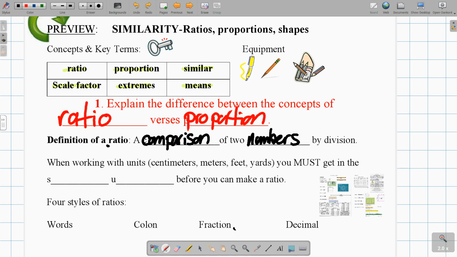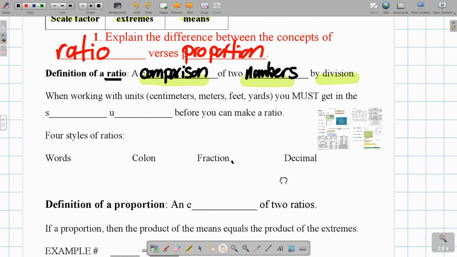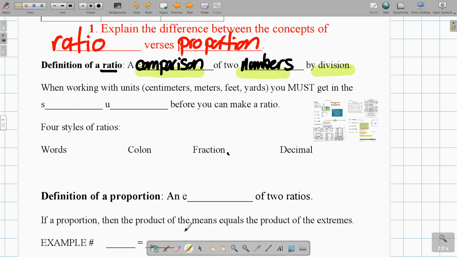Basic definition of a ratio: a comparison of 2 numbers by division. Very important when you're working with units, centimeters, meters, feet, yards, you must get into the same unit before you can even make a ratio.